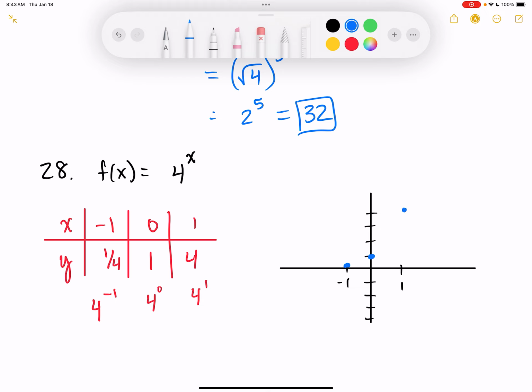So these graphs, these are exponential, so they look like this. It comes across pretty flat. It never crosses the x-axis in this case, and it goes all the way up to infinity. So it just keeps going. And this would be an exponential growth function, because as it goes from negative to positive, it's increasing and going up.